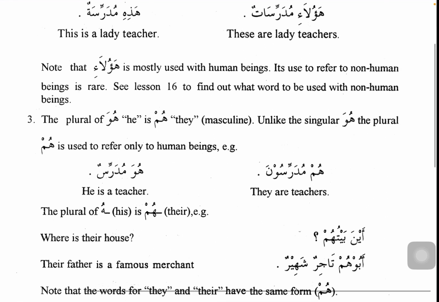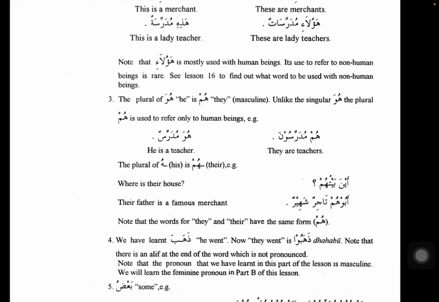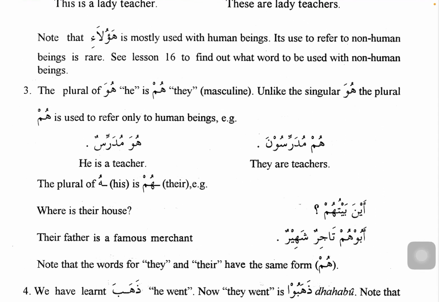Note that haula'i is mostly used with human beings, so animate beings, not inanimate objects. We don't say haula'i kutubun. That's not proper. Its use to refer to non-human beings is very rare, almost never. And in lesson 16, we're going to learn the plural form of the demonstrative pronoun for non-human beings, for inanimate objects.